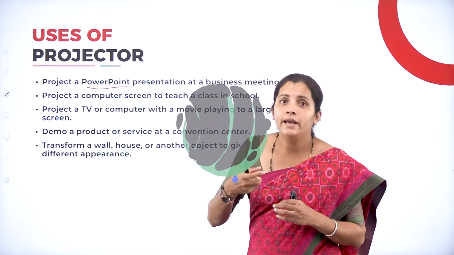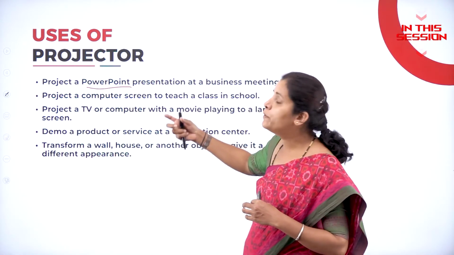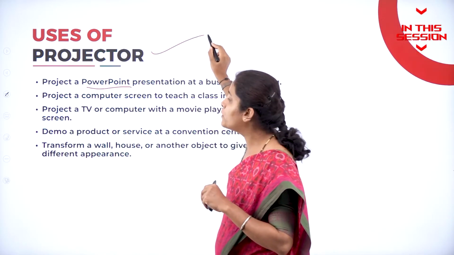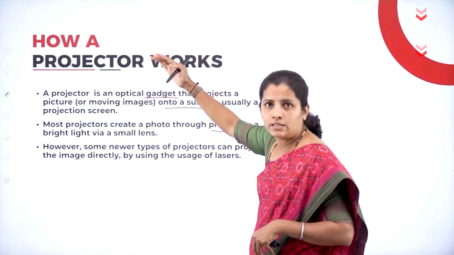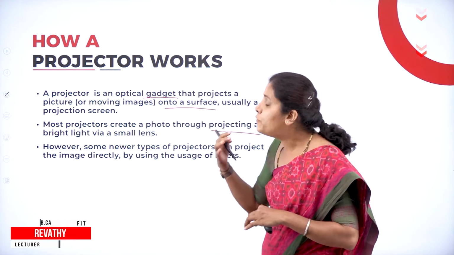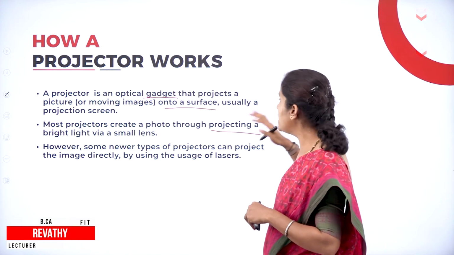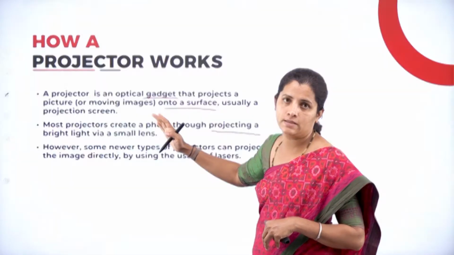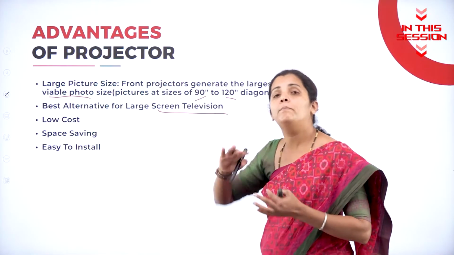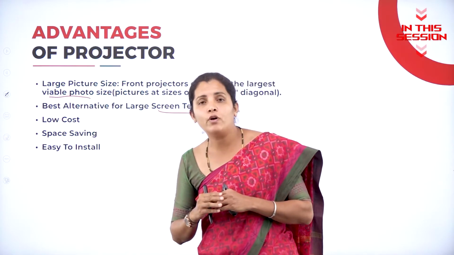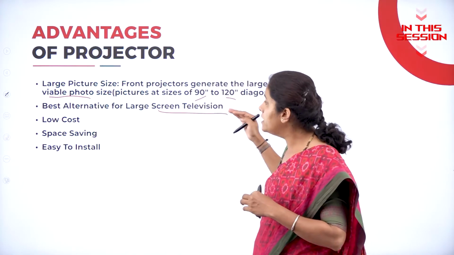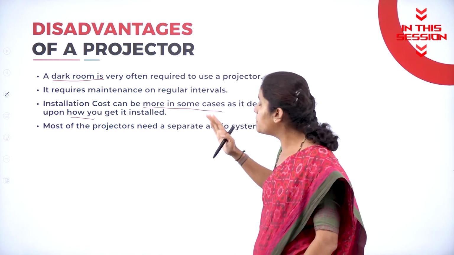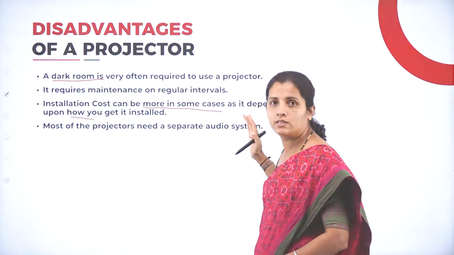If you want to play a TV or computer on a large screen, then you can use a projector. In a projector, most of the pictures are created by using bright light via small lenses. So projectors are the best alternative for your large screen television. Most projectors need a separate audio system.